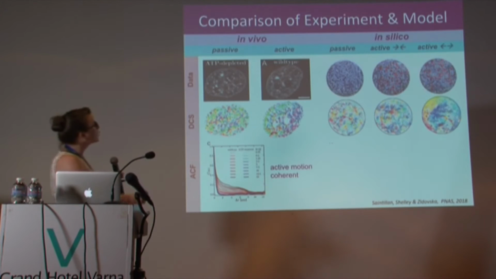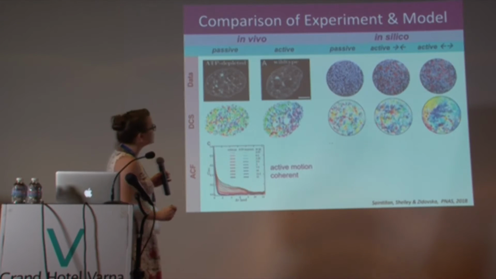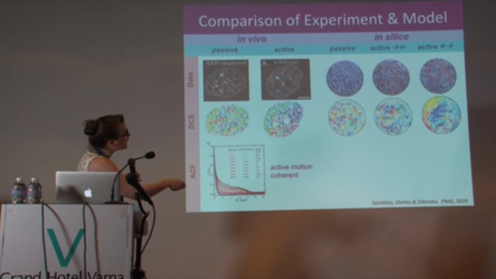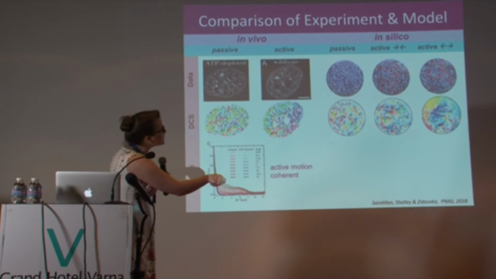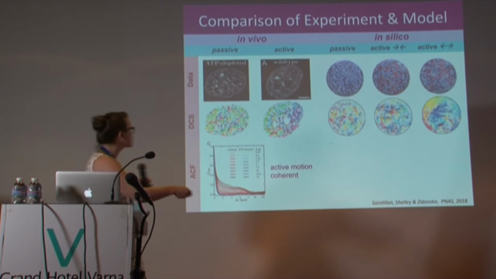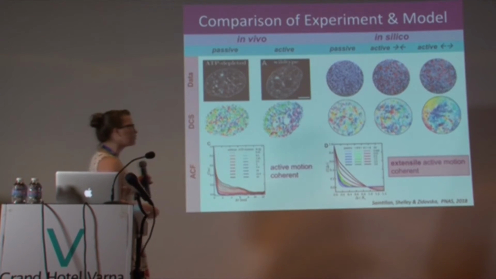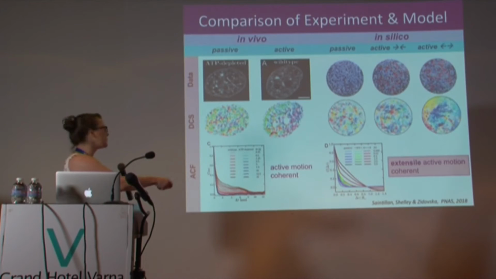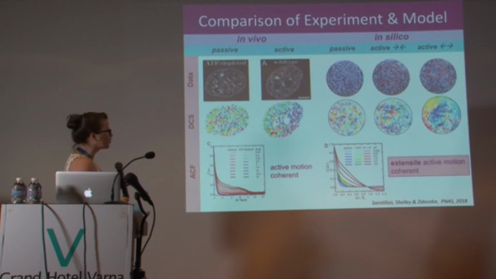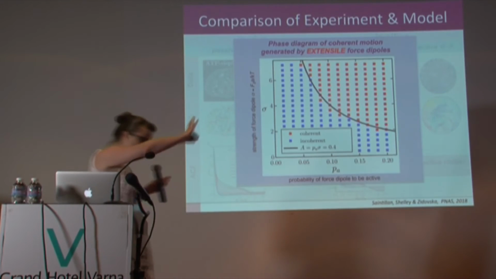Now, when we look at our different chains, what they do inside of confinement, you see that passive and contractile exhibit completely decorrelated displacements, but for extensile dipoles, we start to observe these regions of coherent motion, similarly as in wild type. We can also recapitulate this behavior qualitatively via a correlation function. So we have, of course, explored the whole phase diagram.